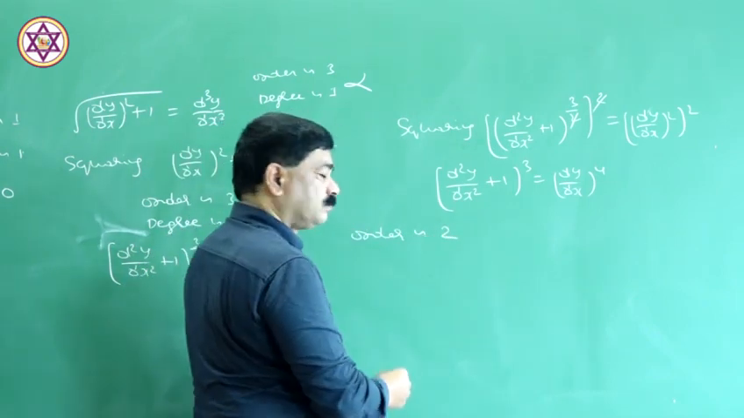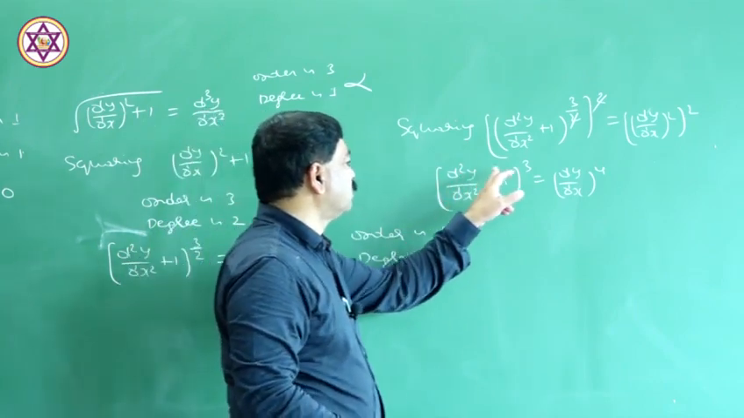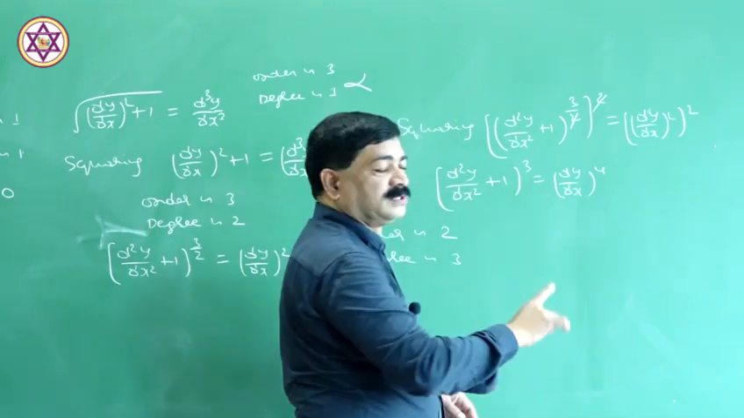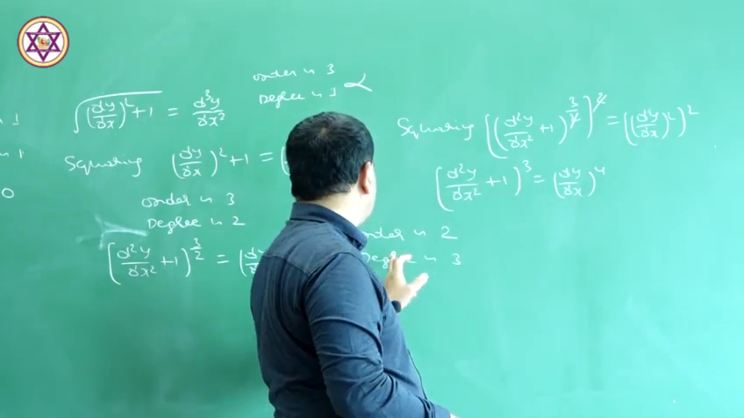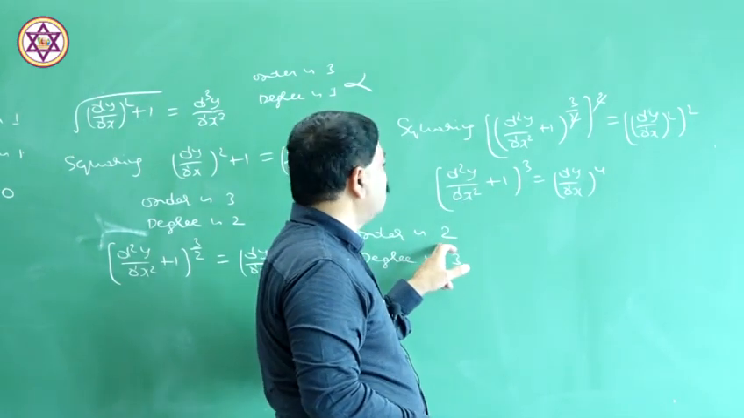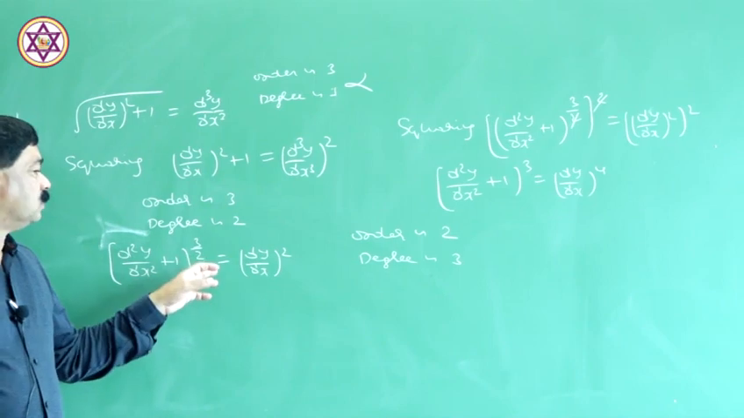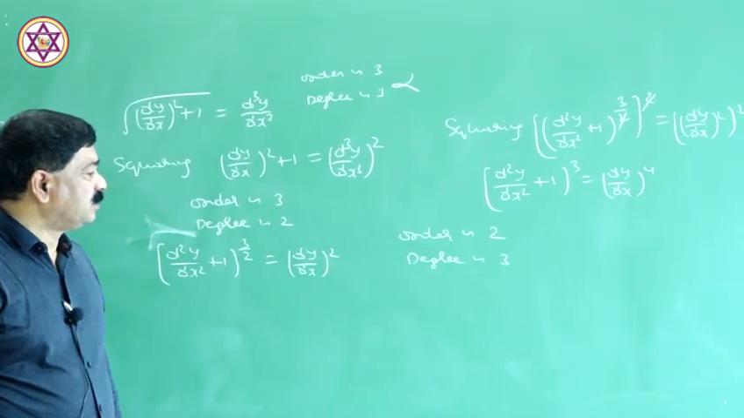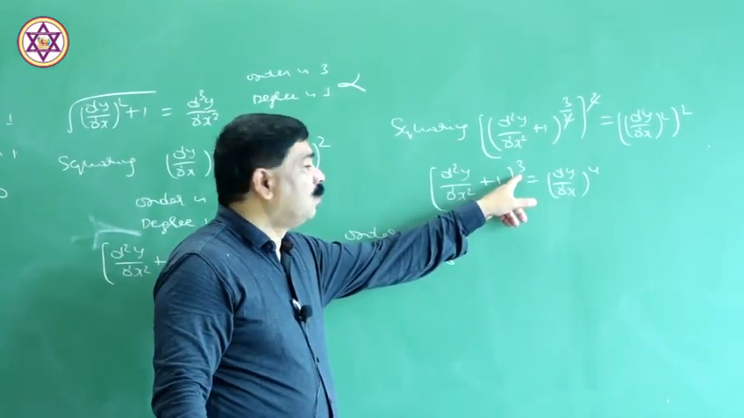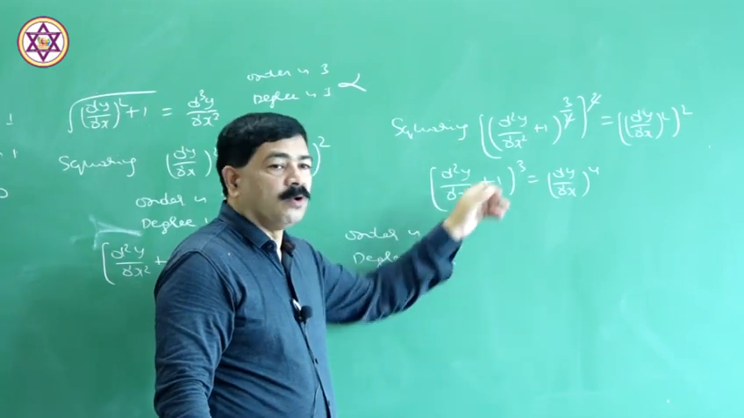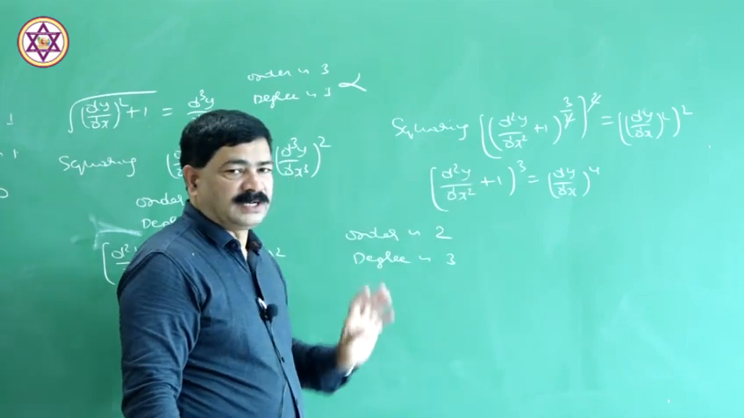Here order is 2. Degree is 3, because if we expand this one, using a cube plus b cube plus 3ab of a plus b, we get d squared y by dx squared whole cube. So the order is 2, but here there is a fractional power, we have to eliminate the fractional power and then take the degree of the differential equation. So here degree is in this particular case 3, because if we expand d squared y by dx squared plus 1 whole cube, we get d squared y by dx squared whole cube. So degree is 3. That's all.